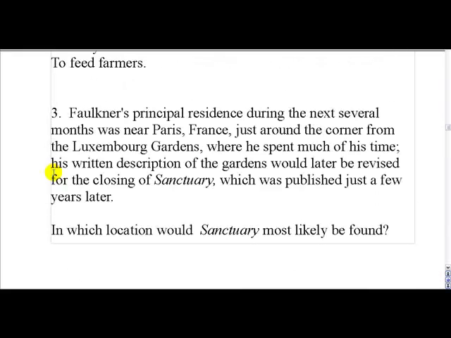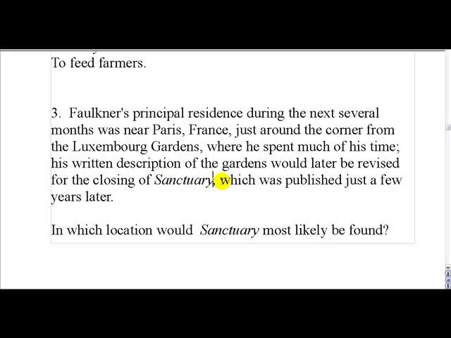We're talking about sanctuary. What does sanctuary mean? It says Faulkner's principal residence during the next several months was near Paris, France, just around the corner from the Luxembourg Gardens, where he spent most of his time. His written description of the gardens would later be revised for the closing of Sanctuary, which was published a few years later. Now the question, what does this mean?